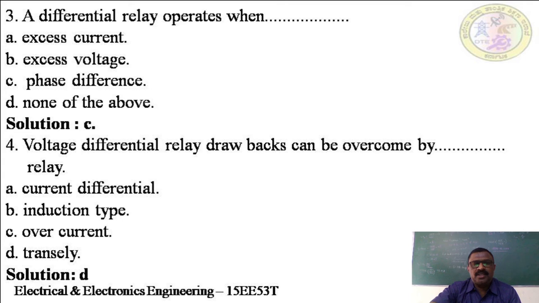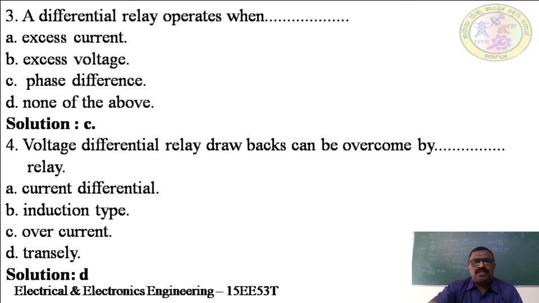Fourth, a voltage differential relay's drawbacks can be overcome by dash relay. The voltage differential relay drawbacks can be overcome by dash relay. The options are A current differential, B induction type relay, C overcurrent relay, D translay relay.